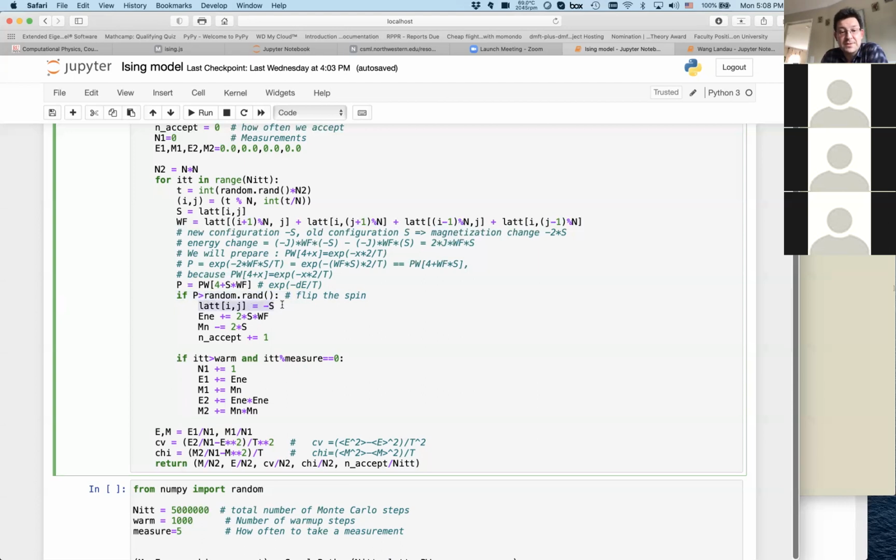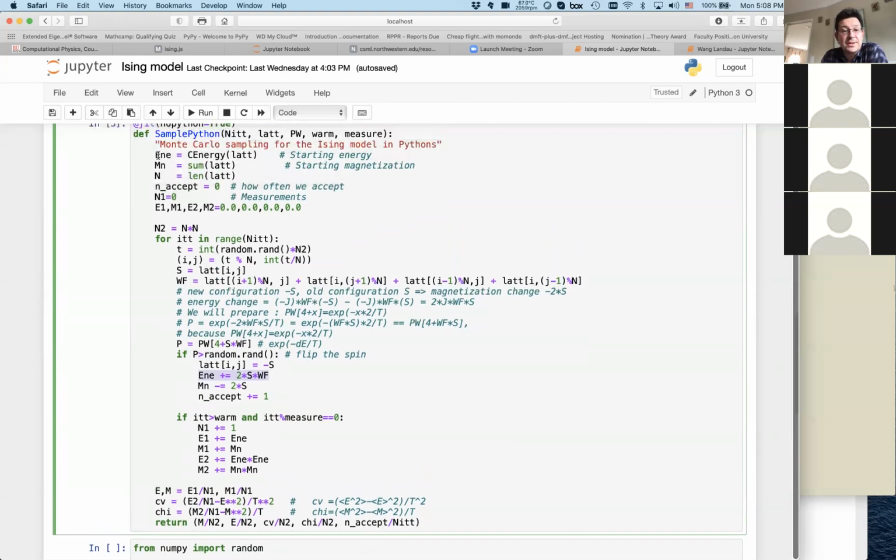Well, we flip the spin on this lattice site. We have to update the energy. So here above, we calculated the initial energy only. And now later on, when we accept the step, in principle, we could compute the energy again on this new lattice, because we changed one spin on the lattice, and we could use this energy function and compute the total energy again.